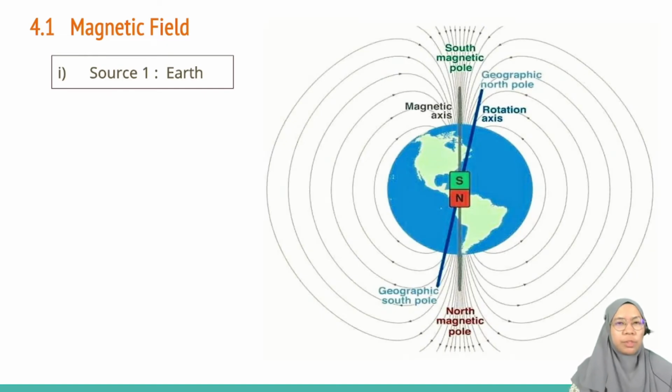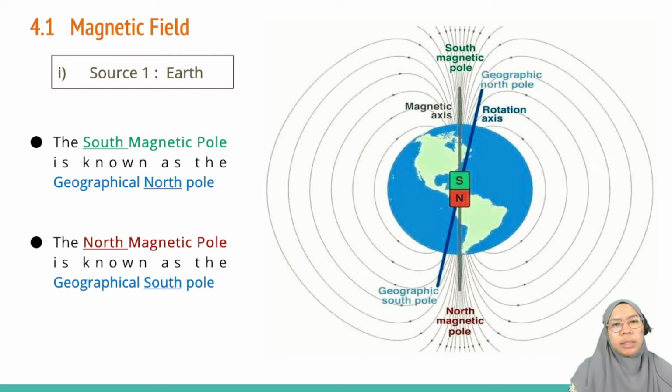Okay, let's look at the first source, which is the Earth. As I mentioned, the Earth is like a giant bar magnet. The south magnetic pole is known as the geographical North Pole. So geographically, this is the North Pole, but this is actually the south magnetic pole. And for the geographic South Pole, this is where the North Magnetic Pole is.